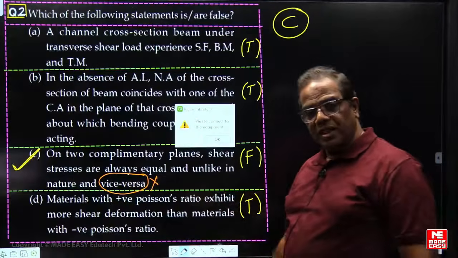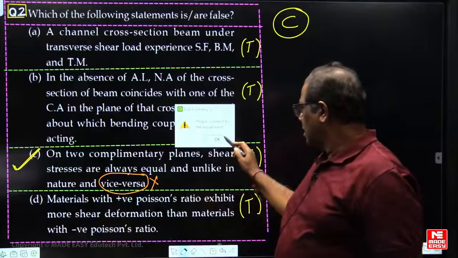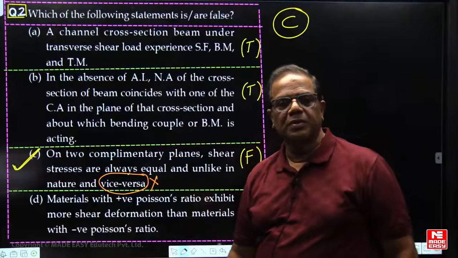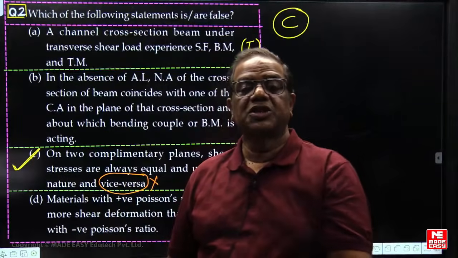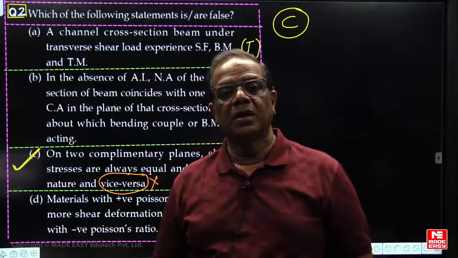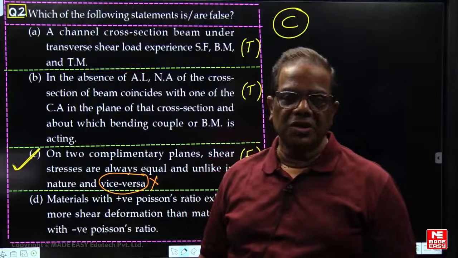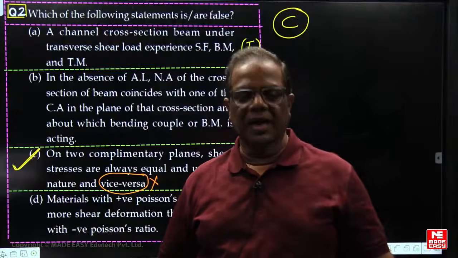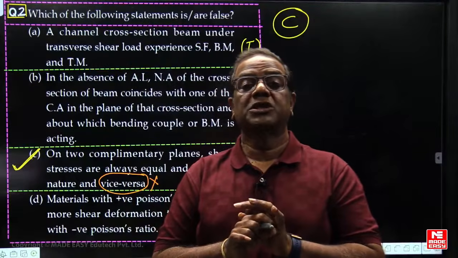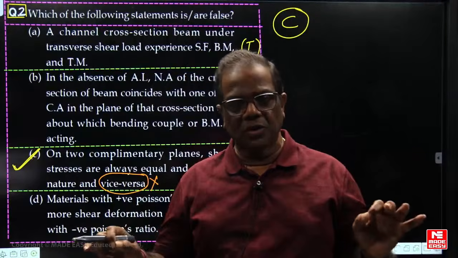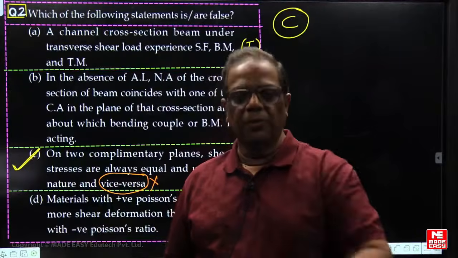And material with Poisson's ratio positive. Whenever mu is positive, the shear modulus will be less. When the shear modulus is less, the shear strain will be more. If the shear strain is more, the shear angle will be more. So whenever you want more shear deformation, we have to select a material with positive Poisson's ratio.